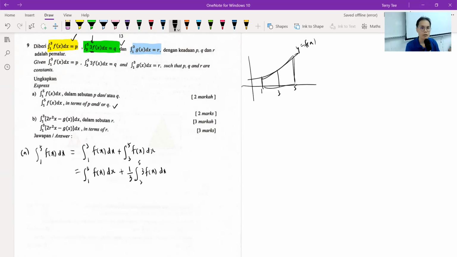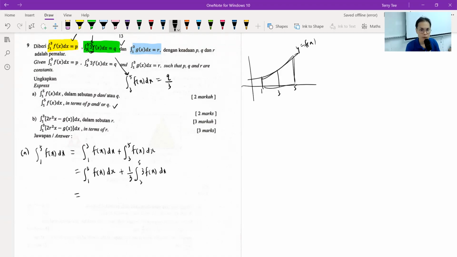Now, alternately, some of you may say, can I start from here, integral 3 to 5 fx dx, and then from here I straight away divide it by 3? Take the 3 in front, just bring it over underneath the q. You can do that, right? But here, since I want to write in the whole line like this, I'm going to put the 1 over 3 in front, multiplied with integration 3 to 5, 3fx dx.